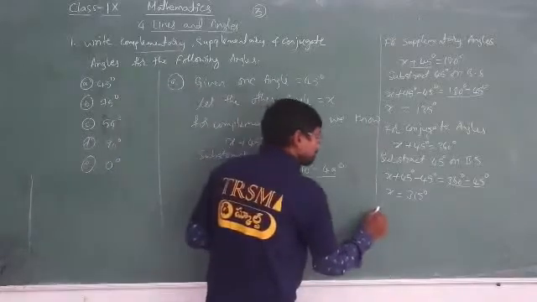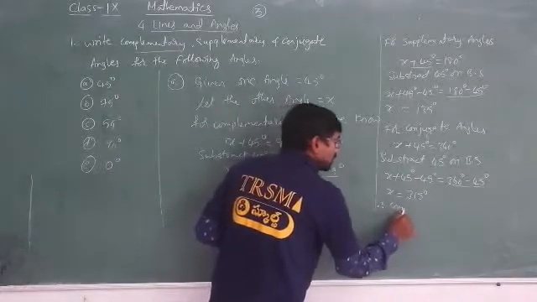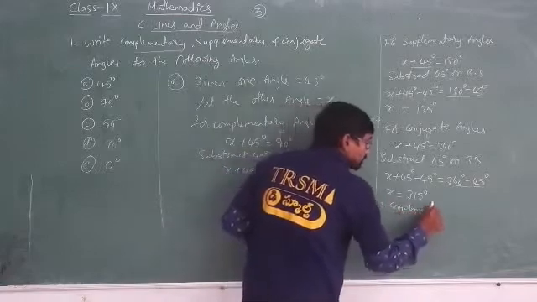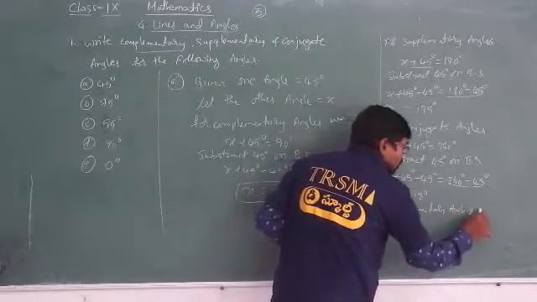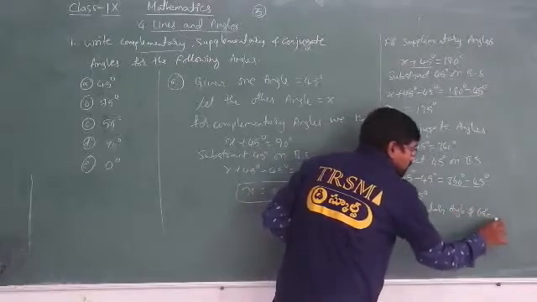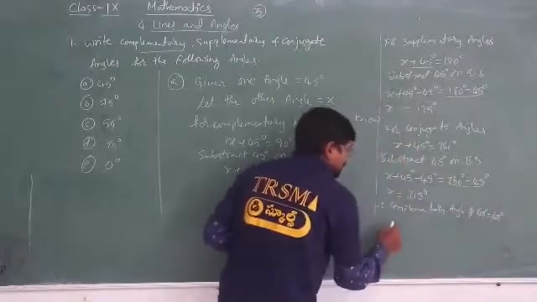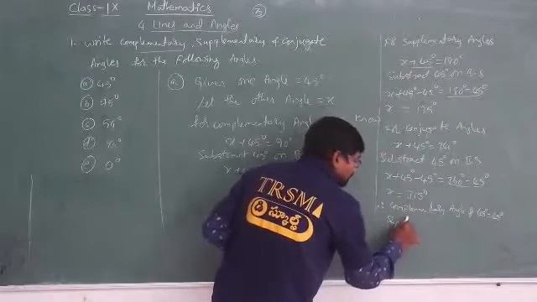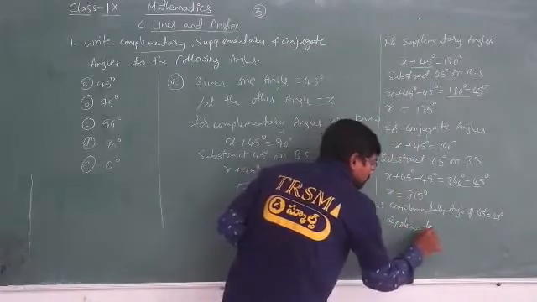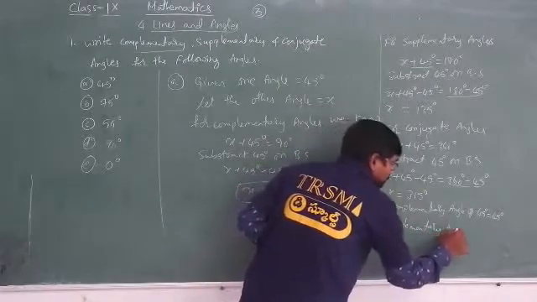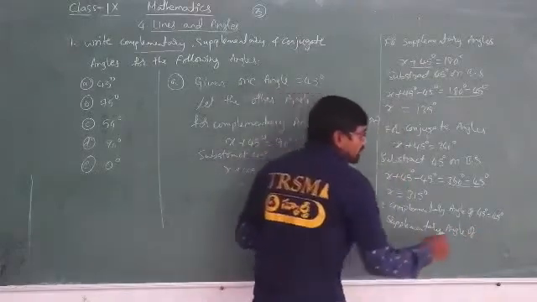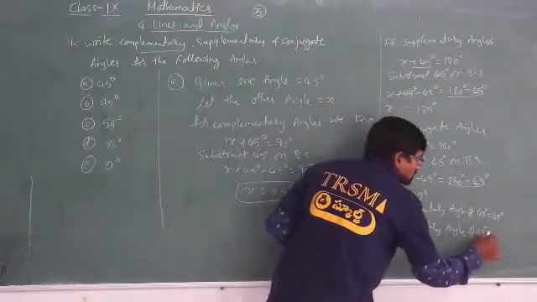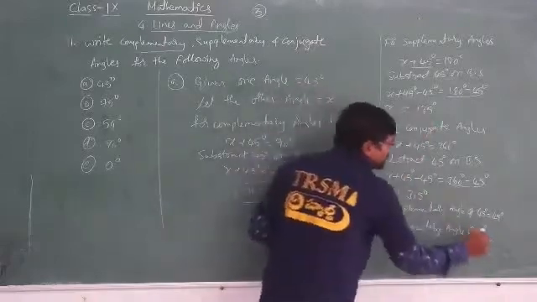So therefore, the complementary angle of 45 degrees is 45 degrees, the supplementary angle of 45 degrees is, how much did we get? 135 degrees.